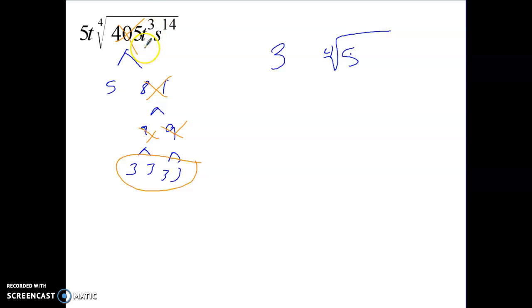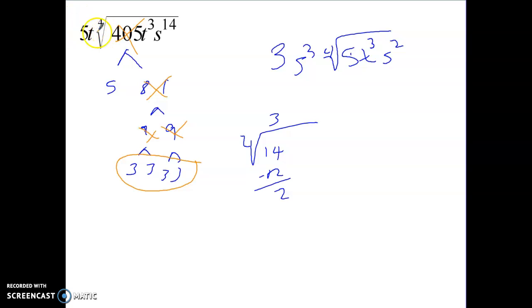All right, now let's do the variables. 4 does not go into 3 an even number of times at all, so t to the third stays in there. 4 into 14, let's see what we get. 4 goes into 14 3 times with 2 left over. So that means that the exponent on s is going to be 3 on the outside, and it's going to be 2 on the inside. Okay, no negative this time.